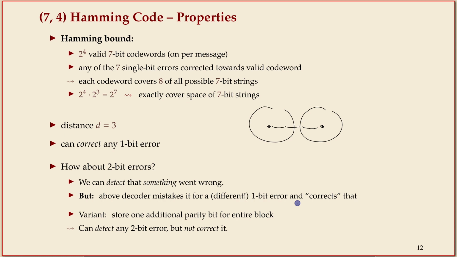So we can't really see whether 2 bits were flipped. We would mistake it as a different 1-bit error. There's a variation that people often use where you add an 8th bit, which is just the parity of the overall block that you send. That allows you to detect 2-bit errors as well, but you can't correct them. So it's a bit of a hack on top of the Hamming code. But it can be useful to at least detect these much more unlikely 2-bit errors, and at least know that something went wrong. Okay.